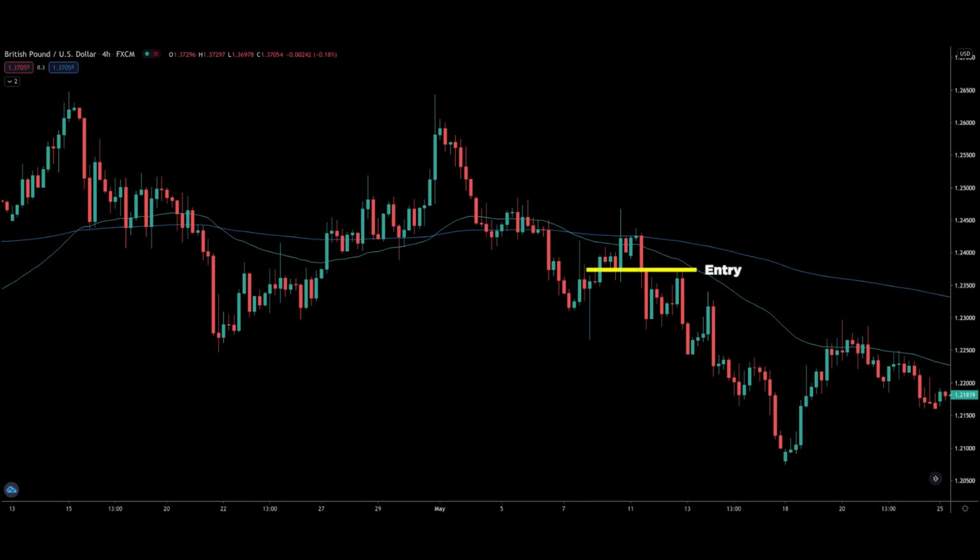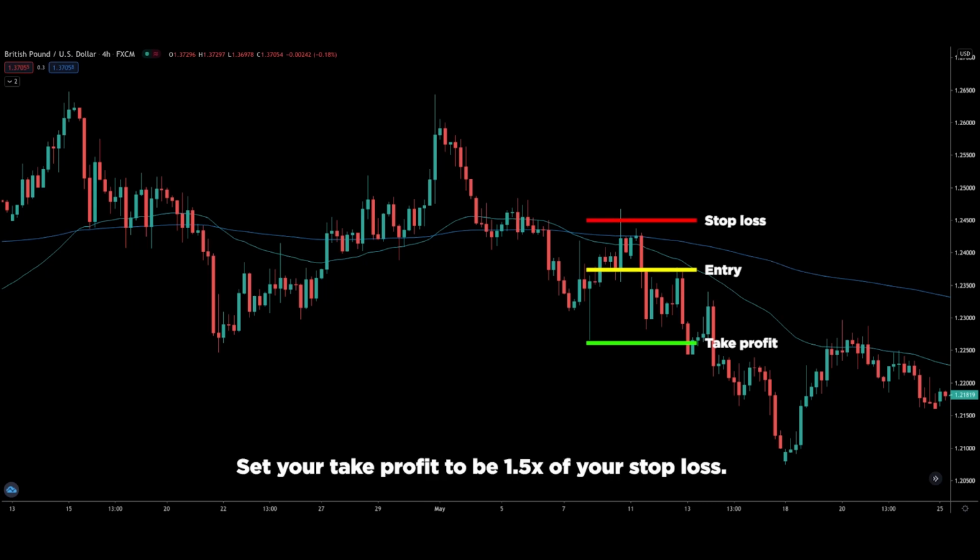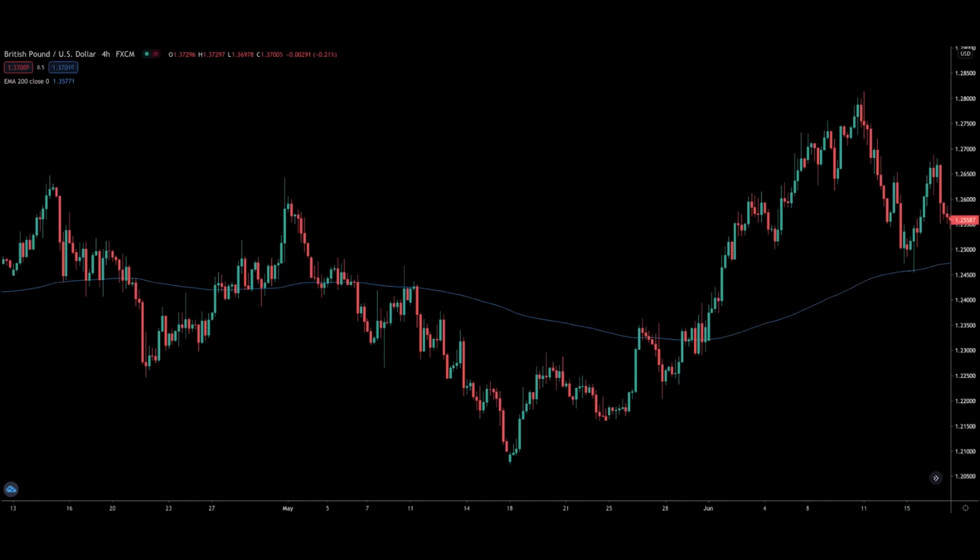The entry, stop loss and take profit will look something like this. Now I won't go into trade management and placement of take profit target in this video. But if you need a hard and fast rule, then set your take profit to be 1.5 times of your stop loss. Which means to say that if your stop loss is 100 pips, then put in a take profit target of 150 pips. So let's move on to the second pullback trading strategy.